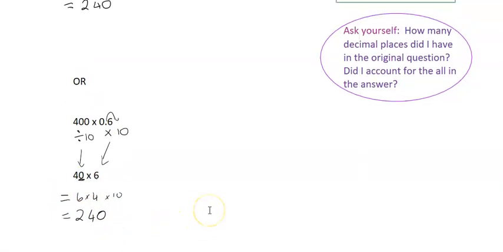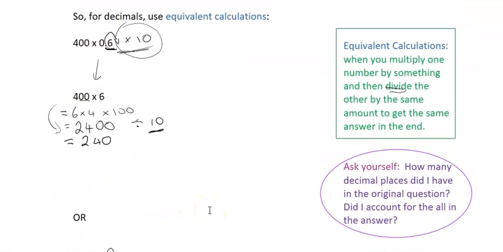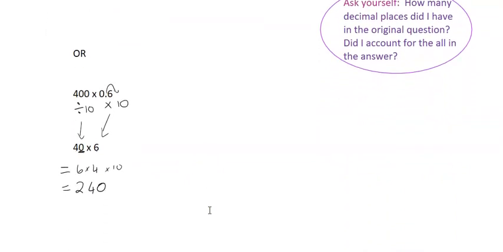Doesn't matter which method you prefer, as long as you account for it at some point. If you multiply up, you've got to take it away. And of course, as always, when you get to the answer, you've got to ask yourself, how reasonable is my answer?